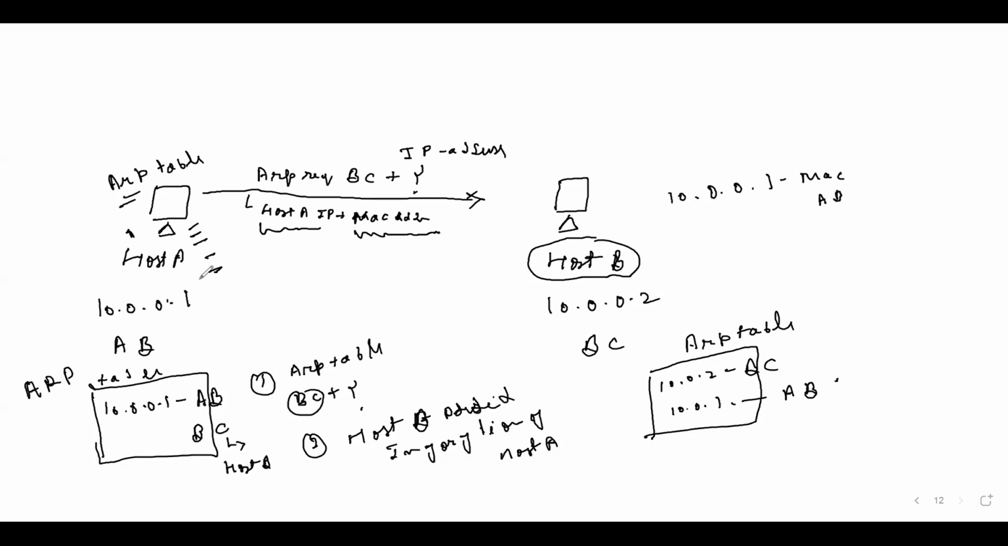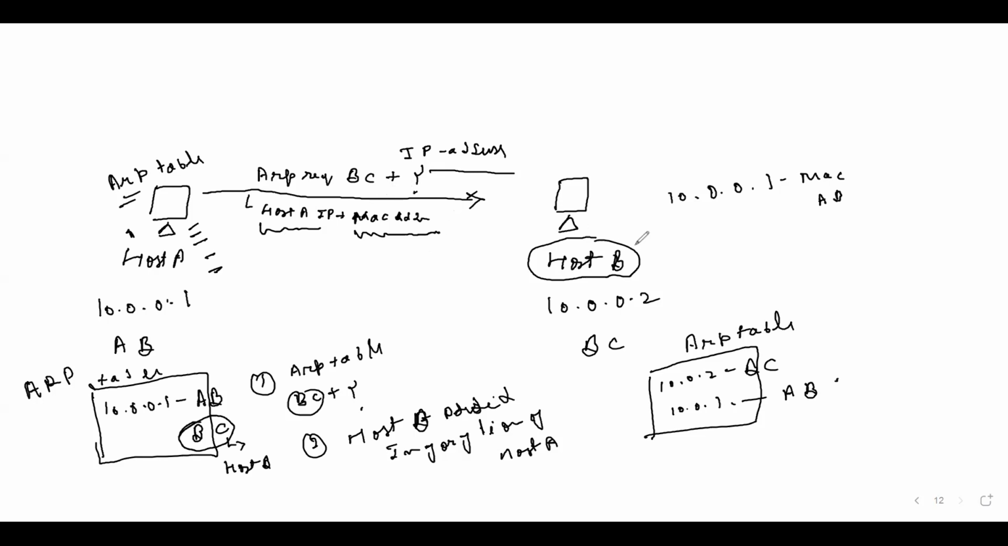So what was the information here? Host A has only the MAC address of host B. Host A wants to know the IP address of host B. So host A sent a request to host B: I have your MAC address, I want to know your IP address. In this ARP request message, host A sent his IP address and MAC address.